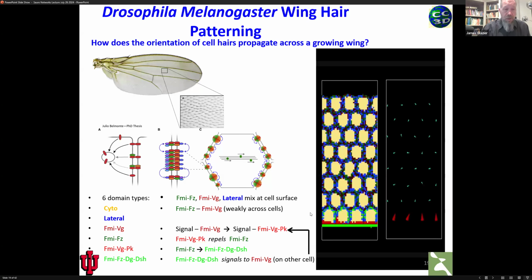You can do a little bit more detailed modeling where you actually think about the individual chemical components inside of the cells and how they move around. This is the hair patterning in fruit fly embryos. In this case, each cell in the wing has a little hair on it. It's not really the same as our hairs. It's a spike on the cells because we're at a scale that's much smaller than an individual cell.